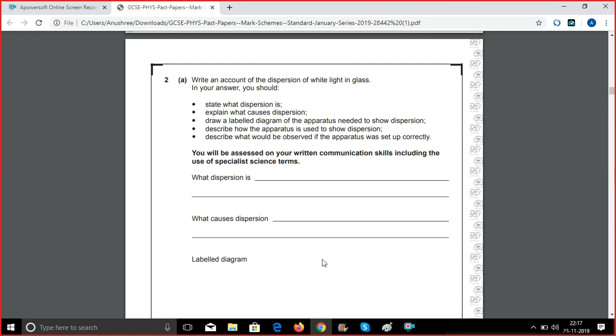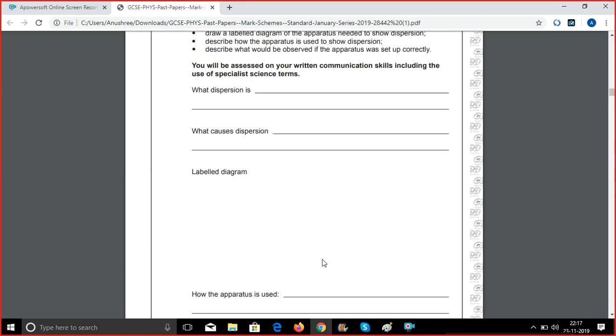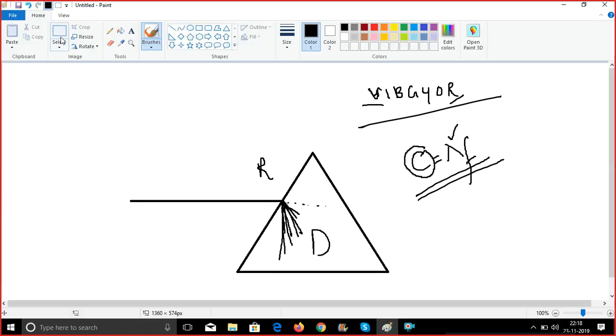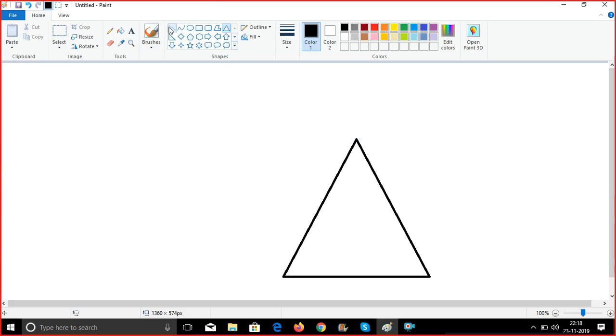Okay, so for the label diagram, we need a triangle first. So this is a prism. We represent a prism with a triangle, its front surface, a 2D one. So a prism, a triangle, and then we need a white light coming and striking the block, the triangle. I'm just drawing it again in a proper way. This is the triangle. This is the white light entering.